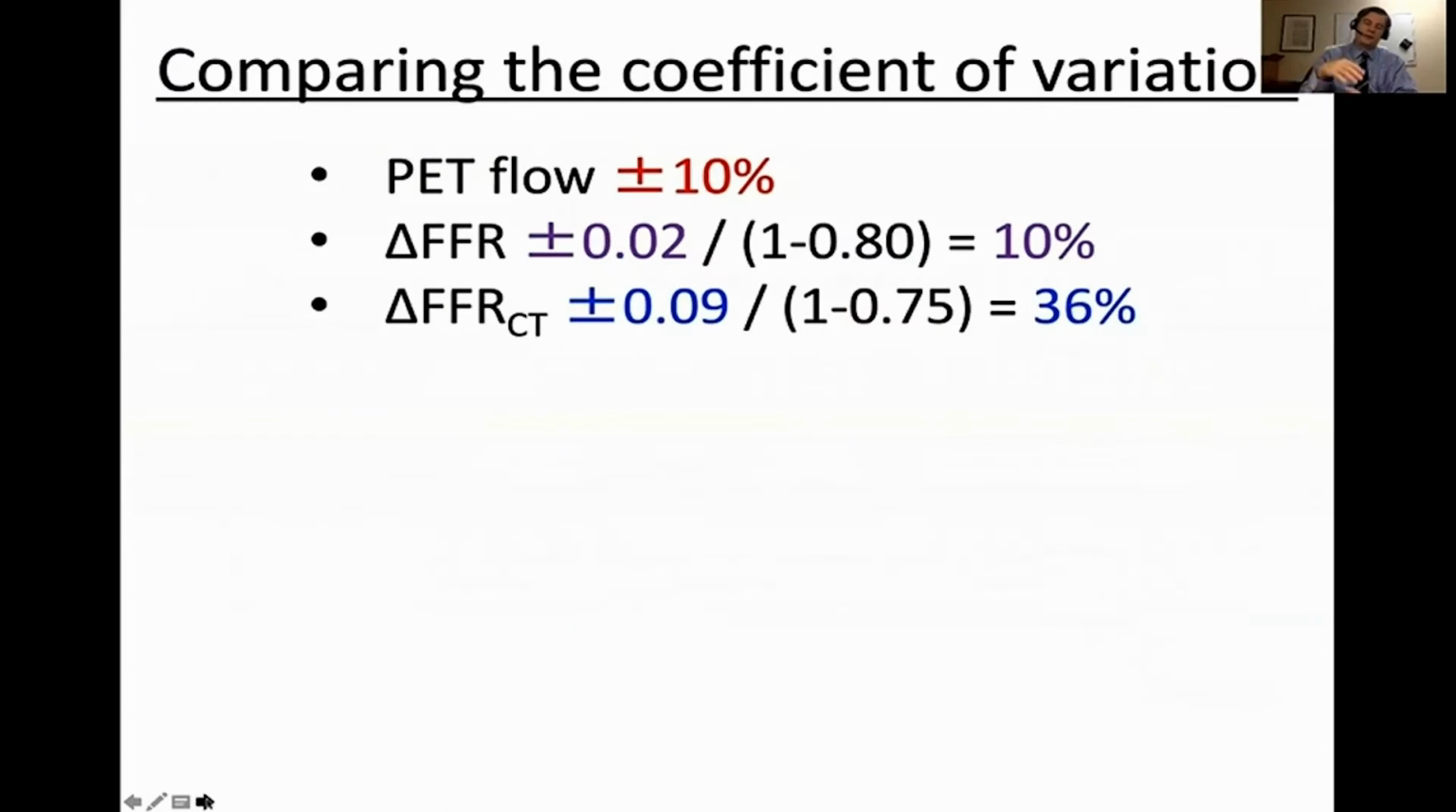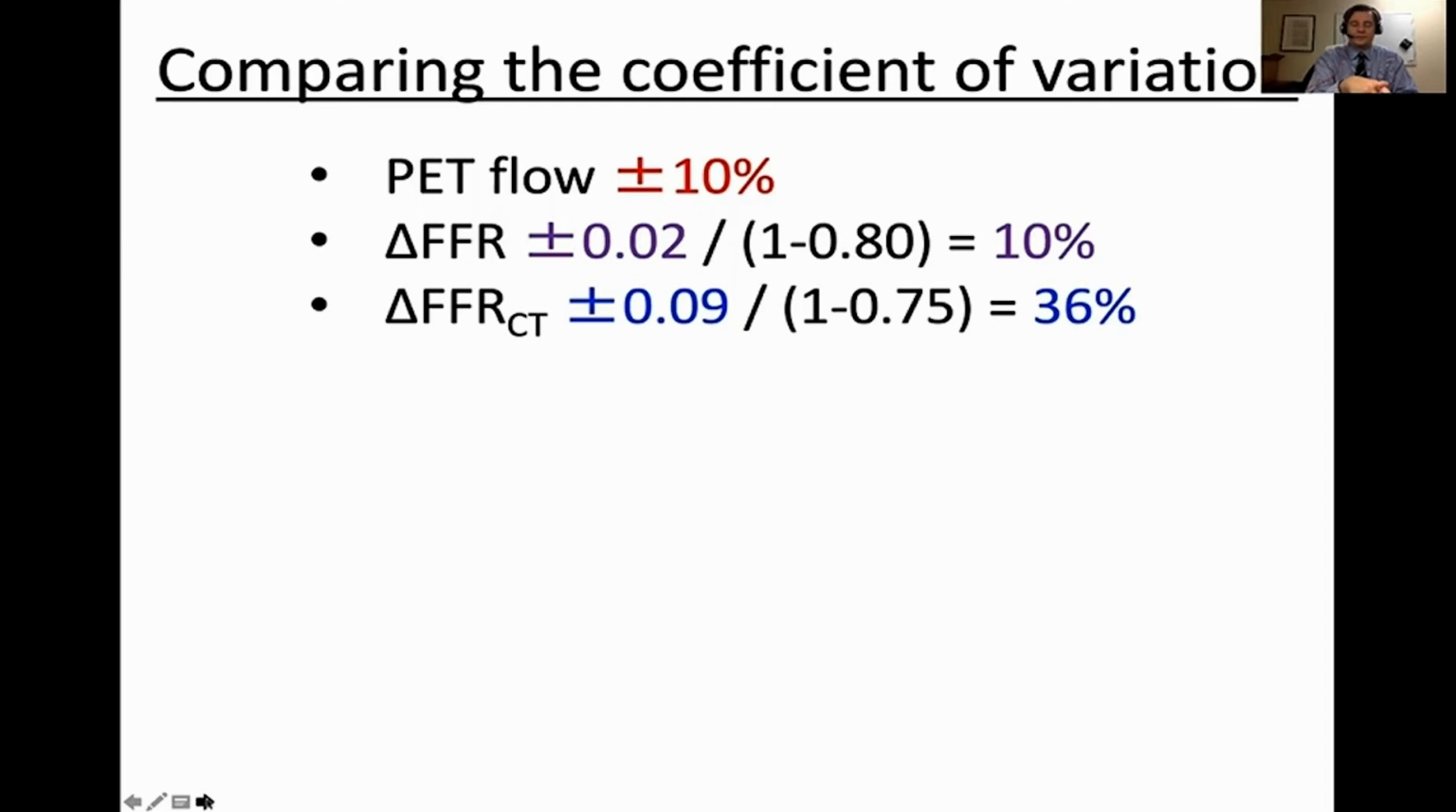And so when we compare these various tools that we have, right, PET flow, as I mentioned, on the day of immediate test retest is about plus or minus 10% for its coefficient of variation. If you do the same thing for FFR, just because FFR is a scale that works the opposite, right? Like 1 is the best value and 0 is the worst value. You have to turn it around. So when you have a typical imprecision of 0.02 and a typical average value of 0.8, that also works out to a 10% coefficient of variation.